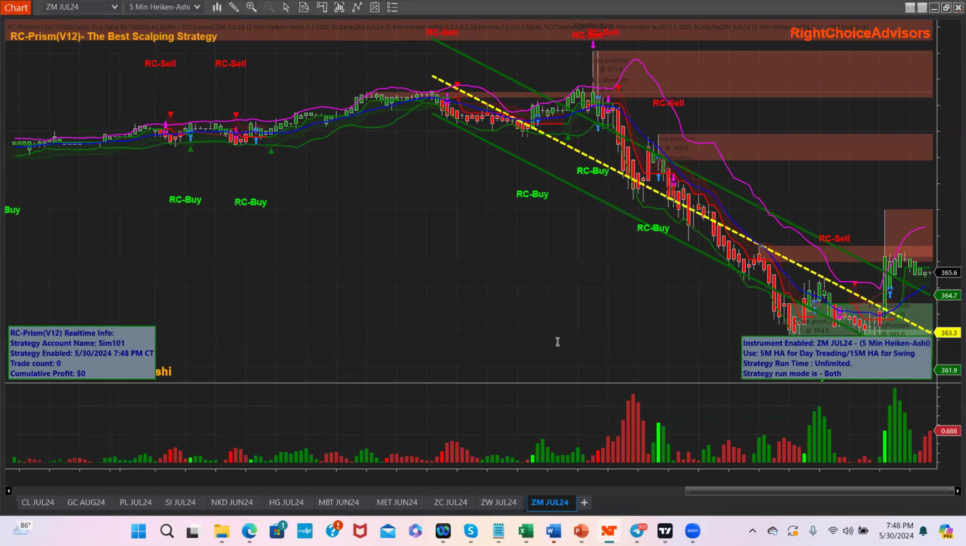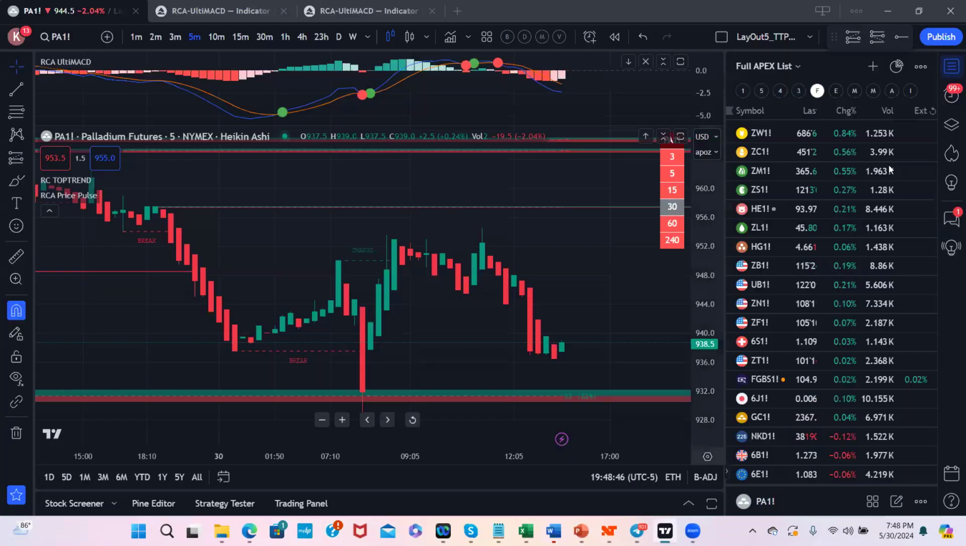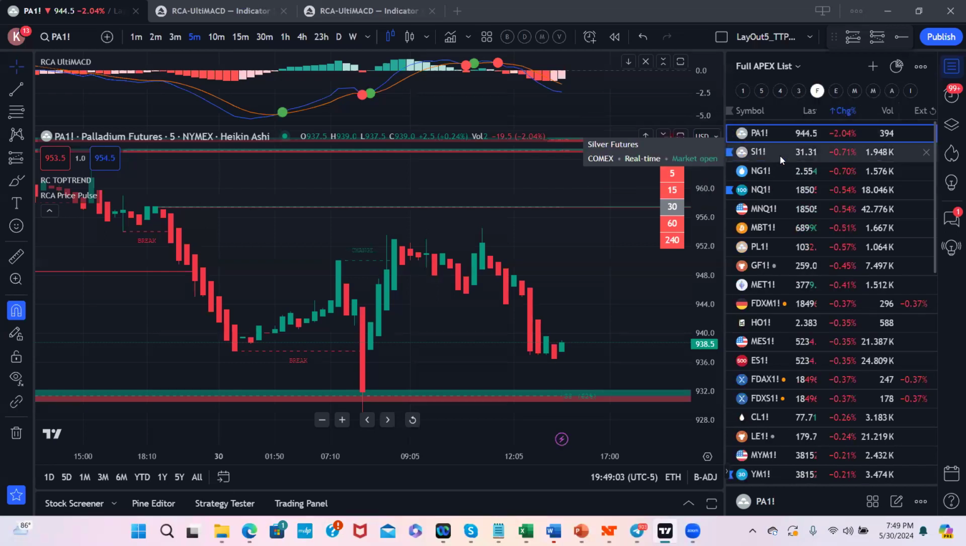I'm enabling the chart. Right, our step one is go to TradingView. I can see that ZW, ZC, ZM, ZS, ZL are a little bullish today. Generally metals used to be bullish, but today all these commodities are moving well. Then I also see that silver, natural gas, NQ, Bitcoin, and platinum are very bearish today.